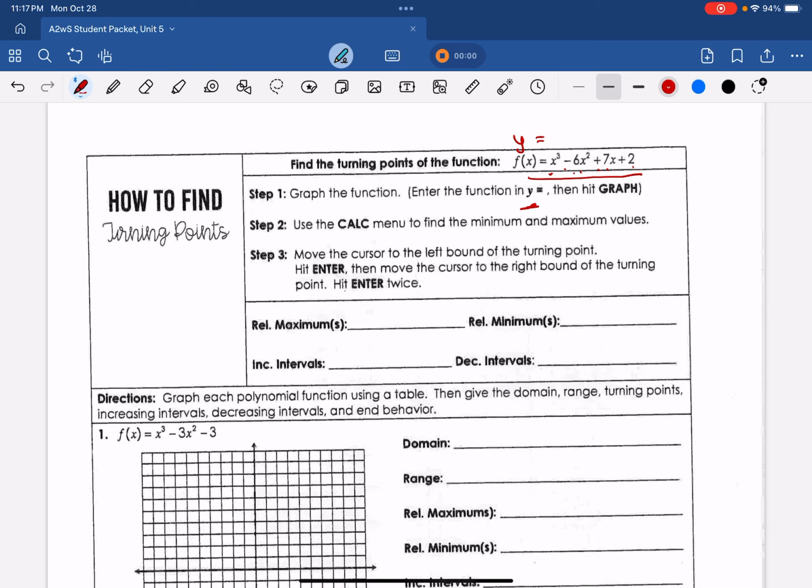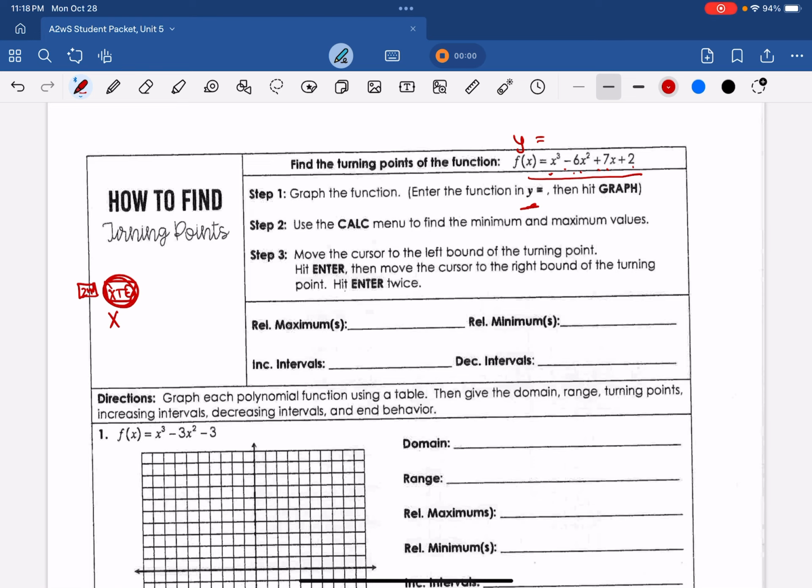Okay, you might be wondering, how do I type in x to the third? All right, on your calculator keyboard, you're going to look for the button that's got an X and a T and a theta all on it together. It's over kind of on the left side next to the second button, okay? So when you see that, this is how you're going to access your X's, okay? Whenever you need to type an X, you're going to push that button.